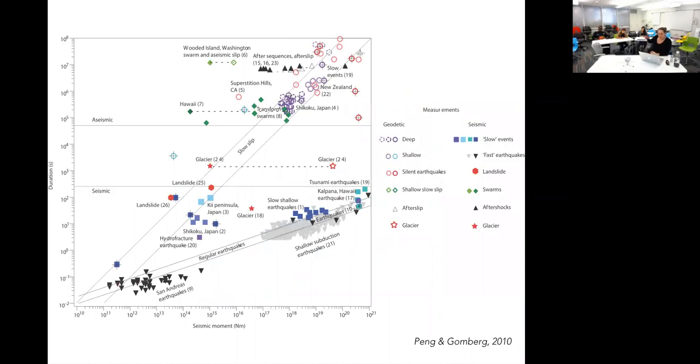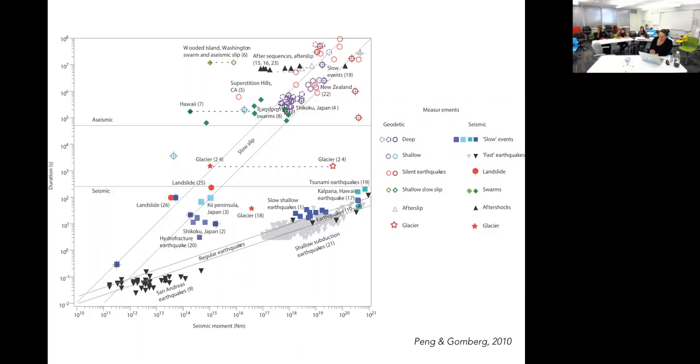Okay, so this plot is from Peng and Gomberg in 2010, and it's basically the same plot. Duration on the y-axis, seismic moment on the x-axis. Here you can see some of the more detailed data that went into defining these regions for regular earthquakes and slow slip. And what you start to see, especially down toward the lower left corner of the plot, is that there's a lot of different events, blue squares, purple squares, red stars, that start to fall between these two lines.